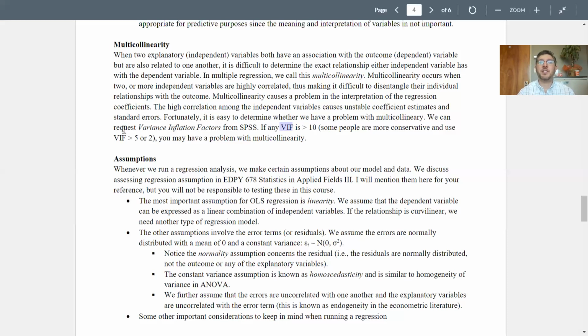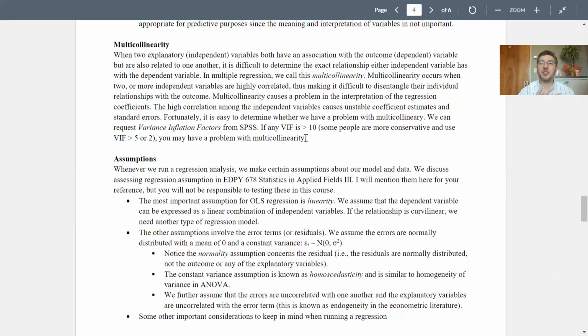If your variance inflation factors get over 5, I usually start getting a little worried and try to figure out what's going on here. But definitely anything over 10 means you have a serious issue. Over 5, I want to start diagnosing what's going on. If your variance inflation factors are less than 2, typically we don't have any problems with multicollinearity.